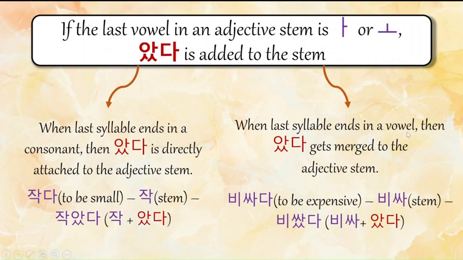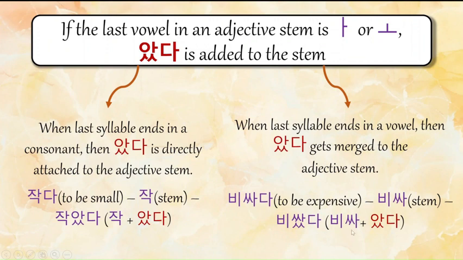And if the stem ends in a vowel, then 았다 gets merged to the adjective stem. Look at this, 비싸다, to be expensive. Stem is 비싸. The last vowel is a, and the adjective stem also ends in a vowel, the vowel being a. So the upcoming ending, that is 았다, it will get merged with the stem and it will become 비쌌다.